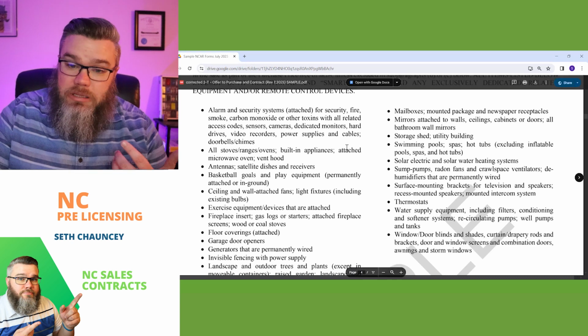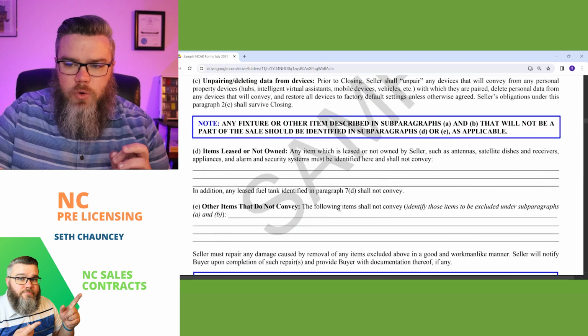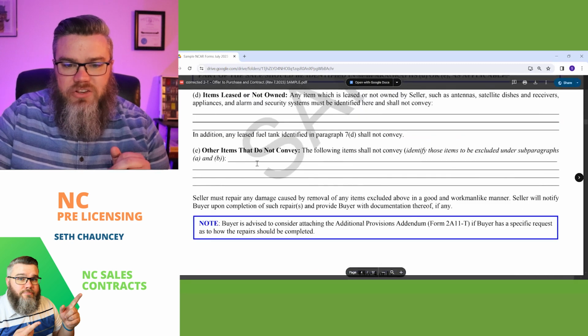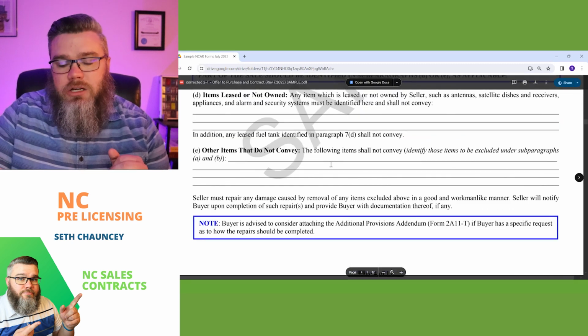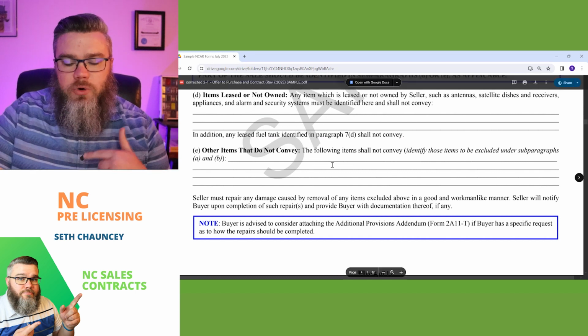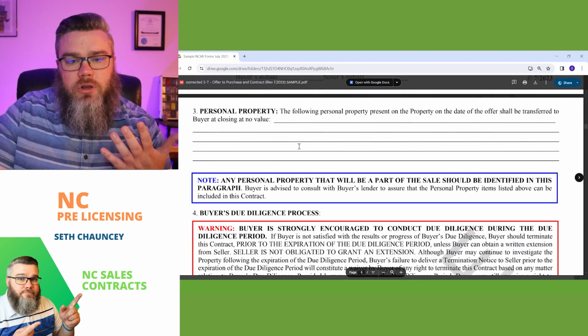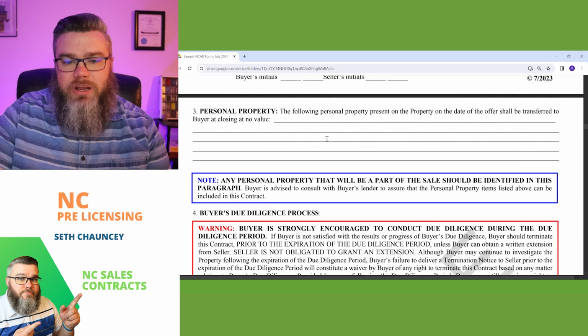So here's a detailed list of things that we say are going to stay in North Carolina. And if we wanted to exclude anything, you would name it as an exclusion here. Yes, it's a fixture, but we're taking it with us. If all parties agree, that's fine. Yes, it's personal property, but we want to leave it for the buyer. If all parties agree, it's fine.